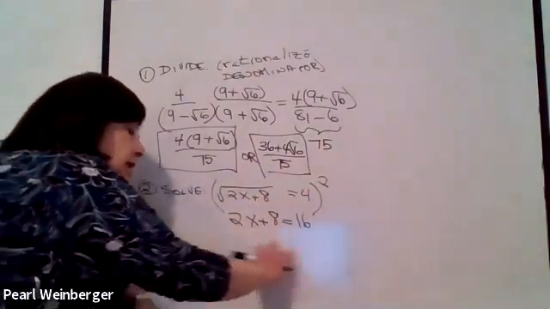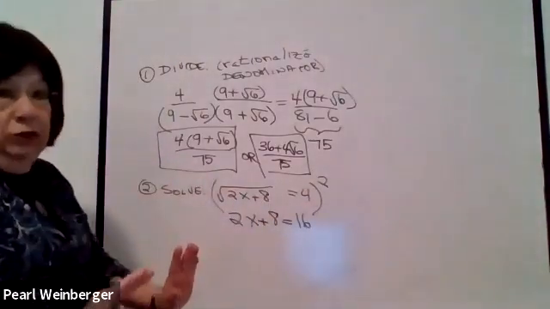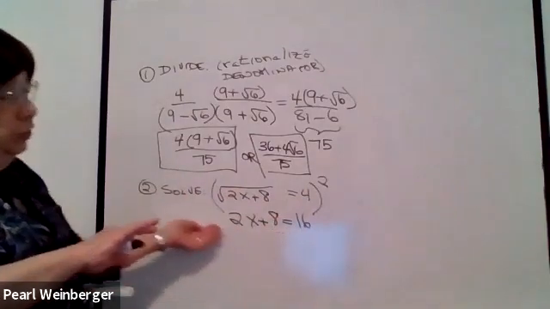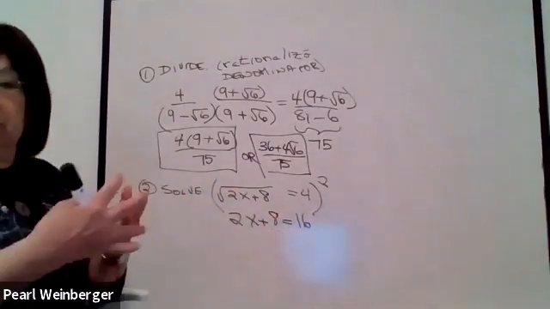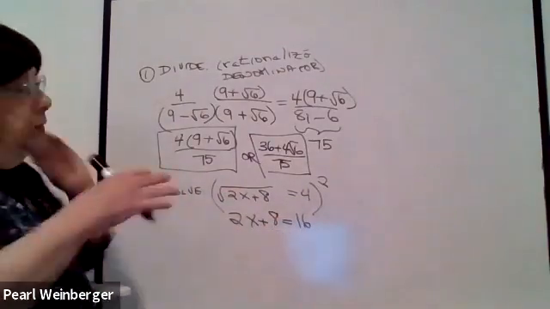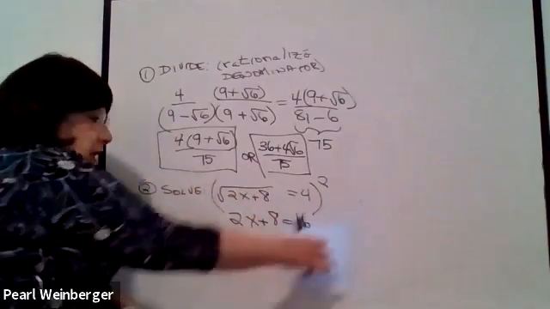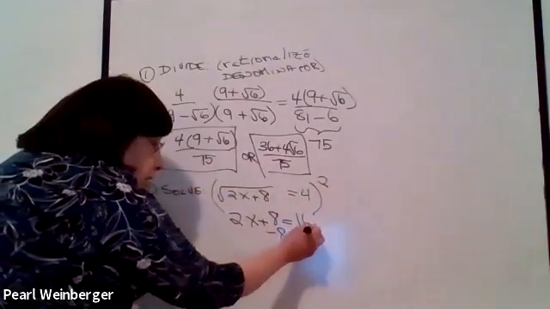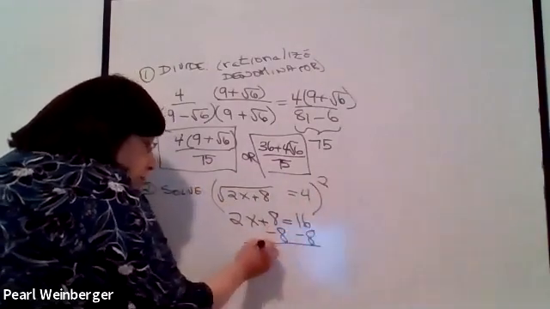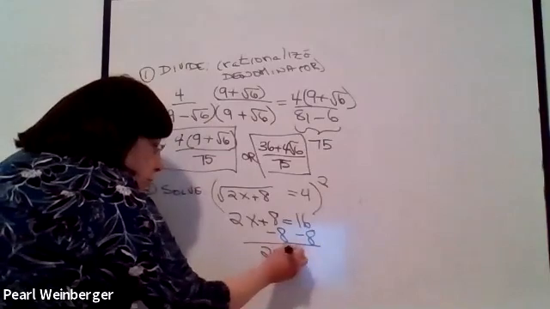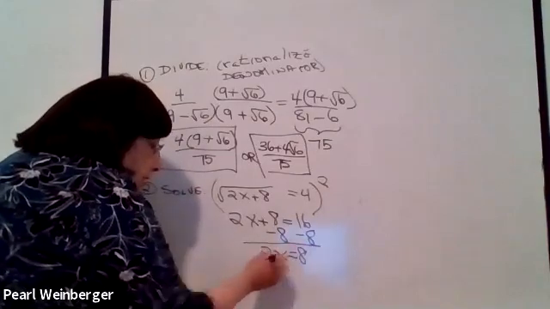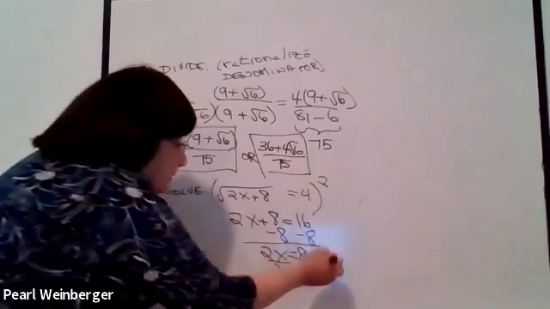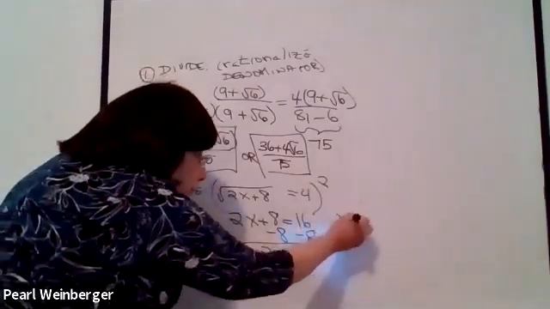What ends up is that I get a regular algebraic equation. Sometimes it's a linear equation like this. Sometimes it comes out to be a quadratic equation. But in this case, it's a simple equation. We're going to subtract 8 from both sides. This will give us 2x equals 16 minus 8, which is 8. And when I divide by 2, I get x equal to 4.